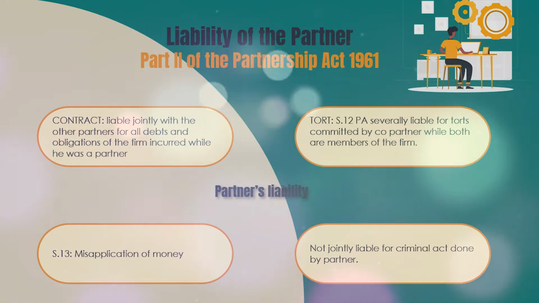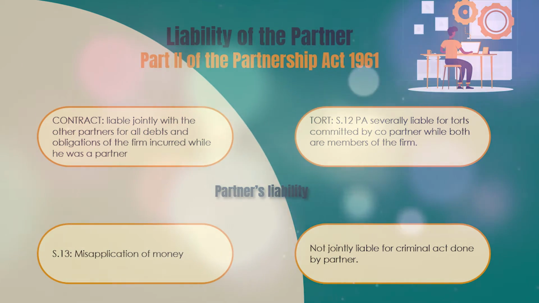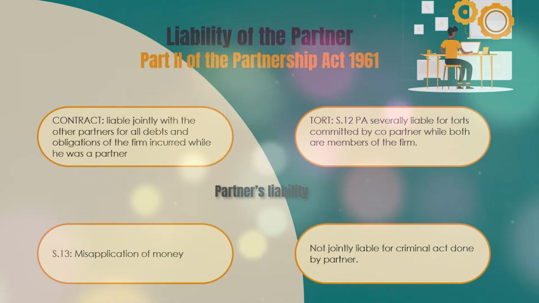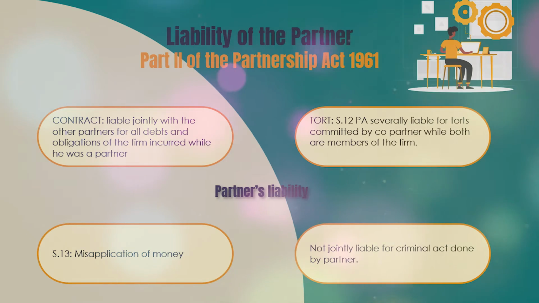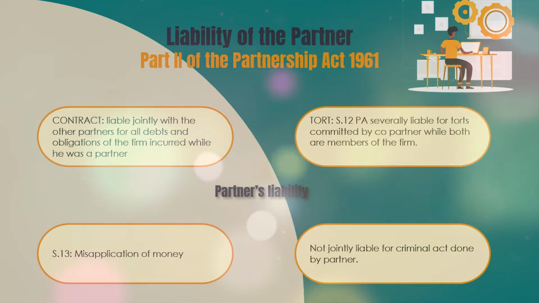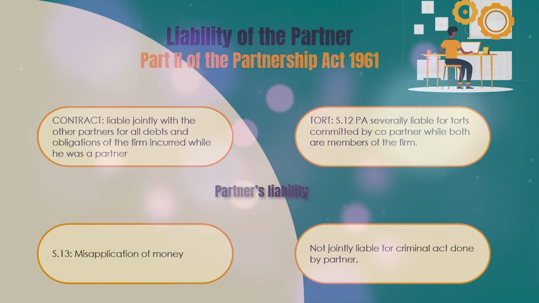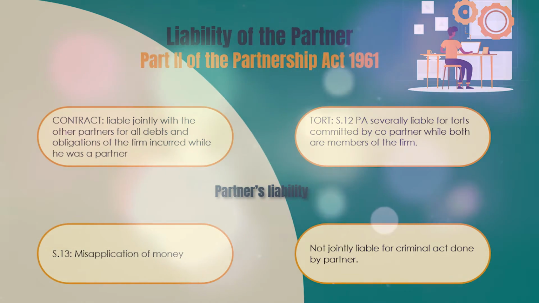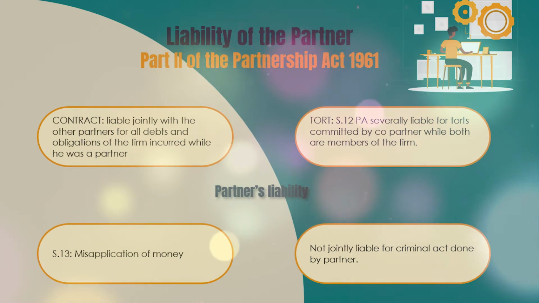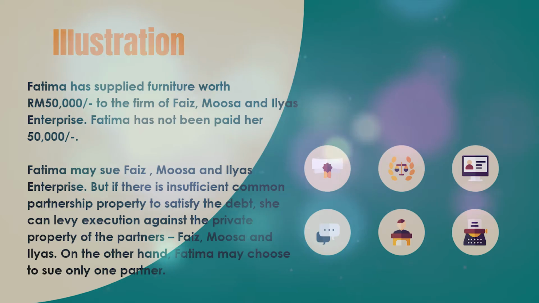As mentioned in Section 12 of the Partnership Act, partners are severally liable for torts committed by a co-partner while both members are of the firm. Tort is a civil wrong caused under civil law, for example defamation, negligence, and death. Under Section 13 of the Partnership Act 1961, a partner is liable for his co-partner's misapplication of money received by the co-partner in the course of his apparent authority. Also, in the partner's liability, a partner is not jointly liable for a criminal act done by a partner. This is applicable if the person has agreed that he committed the murder and feels guilty. This is only liable in points 1, 2, and 3 and not in 4. An illustration has been stated for your reference.